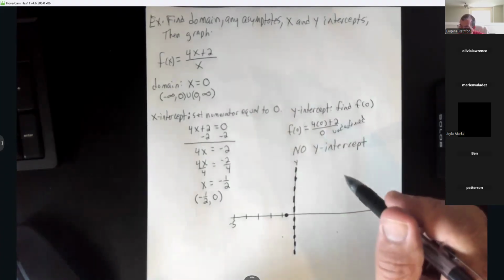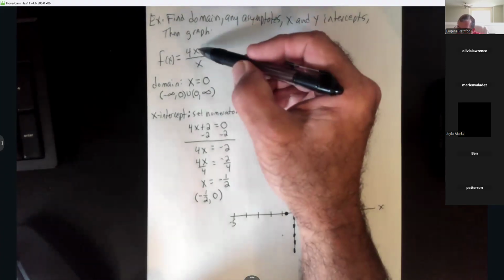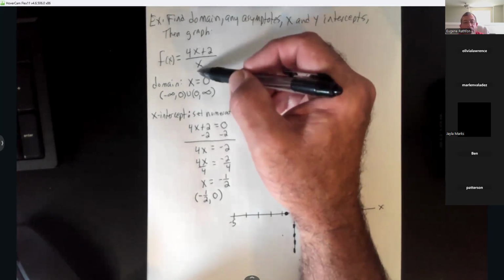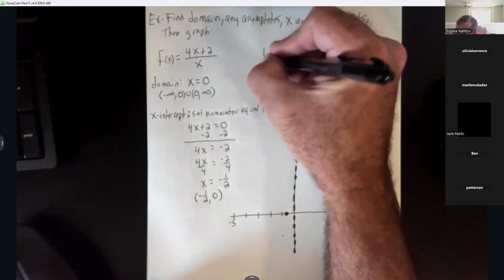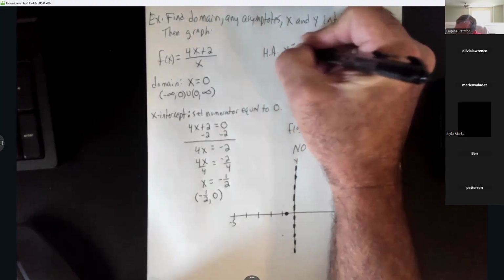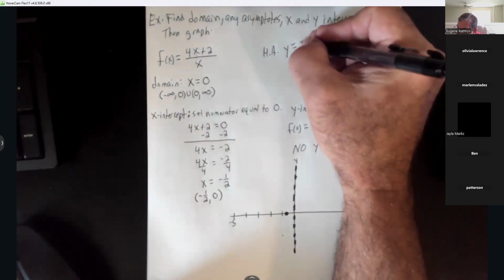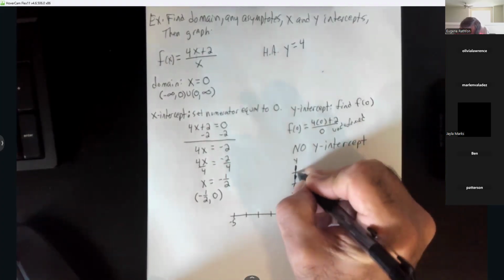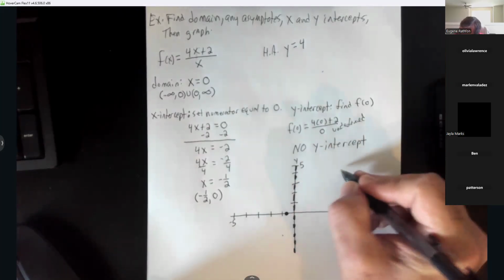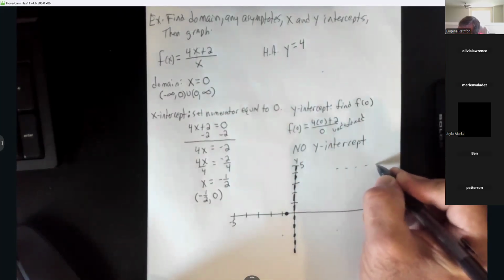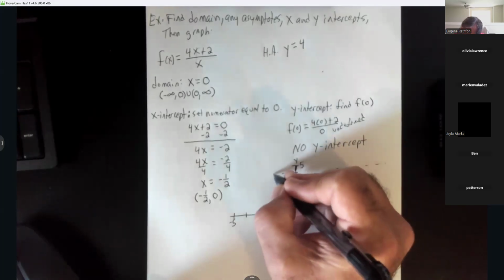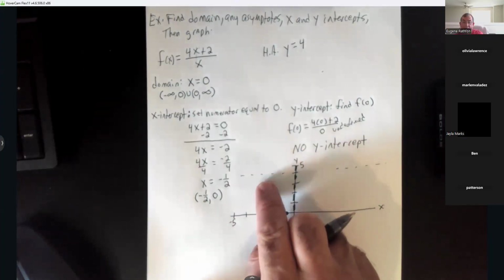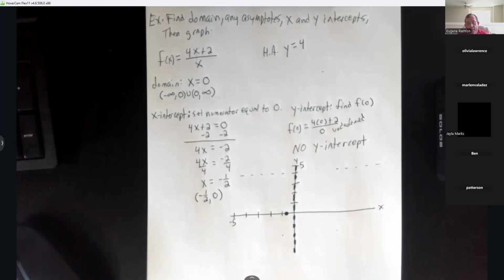Okay, we didn't have a y-intercept. Let's see. The degree on top is the same as the degree on bottom. So since the degrees are the same, my horizontal asymptote would be y equals 4 over 1, which is basically 4. So if I was going up, say that was 5. So up here at 4, eventually as it heads out towards infinity, it's going to try to get to that line right there, okay?